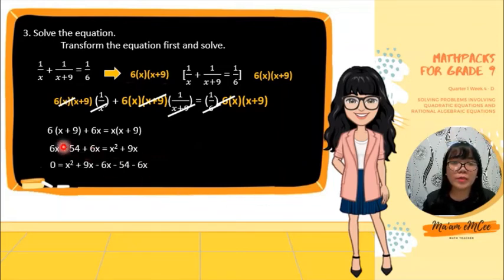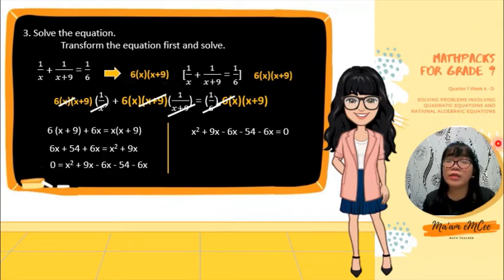So we transpose every term here from this side going to this side. So we copy x squared, we copy as well plus 9x. Then 6x, since this is positive on your left side, if you want to transpose that one to the other side, that will be negative 6x. 54 here is positive, transpose that one to the other side, it will become negative. 6x here is positive, transpose that one to the other side, it will become negative. So we have here our quadratic equation to be x squared plus 9x minus 6x minus 54 minus 6x equals 0 using your symmetric property.